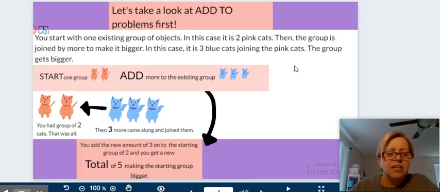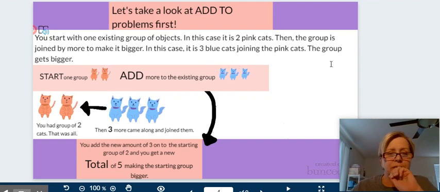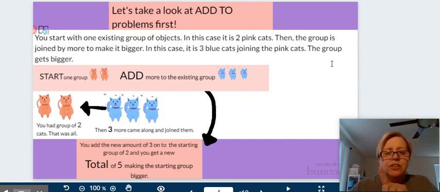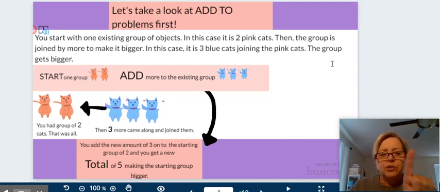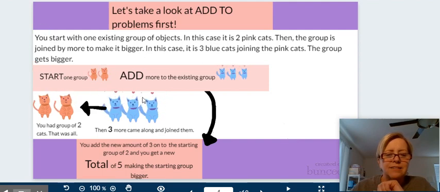So here, let's take a look at add to problems first. Okay, in an add to problem, you start with one group only. Okay, you only have one group of objects that you start with. In this case, imagine that we just have the pink cats. Okay, think away the blue cats. It's hard for me to make something disappear and then reappear on a slide. So pretend that the blue cats are not there yet. Okay, so in an add to, you start with one group. In this instance, we started with one group of 2 pink cats.